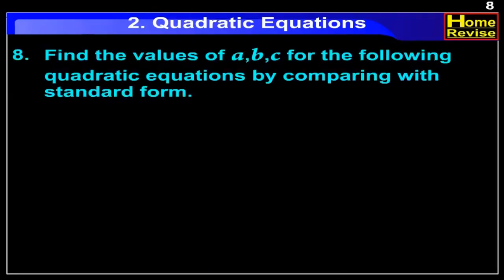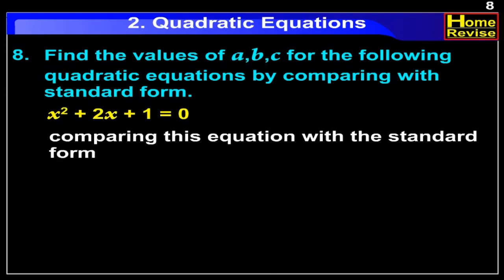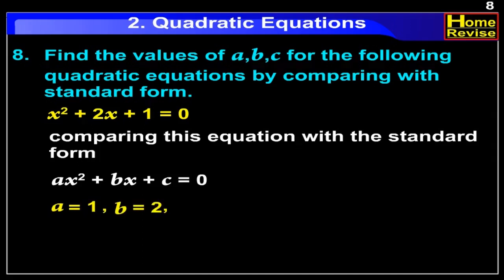Find the values of a, b, c for the following quadratic equations by comparing with standard form. x² plus 2x plus 1 is equal to 0. Comparing this equation with the standard form ax² + bx + c = 0, we get a is equal to 1, b is equal to 2 and c is equal to 1.